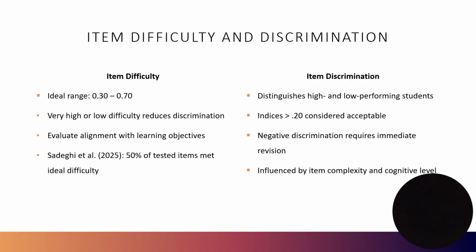Item difficulty ideally falls between 0.30 and 0.70. Items in this range reflect appropriate challenge. Items that are either too easy or too hard do not differentiate students' ability well. Item discrimination values greater than 0.20 are acceptable. Negative discrimination indices mean that lower performing students answered correctly more often than higher performing students. These items must be revised or removed.